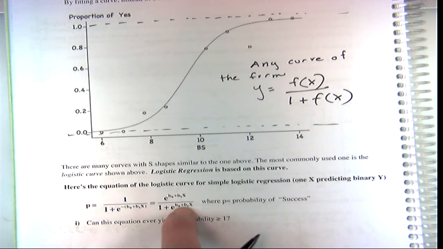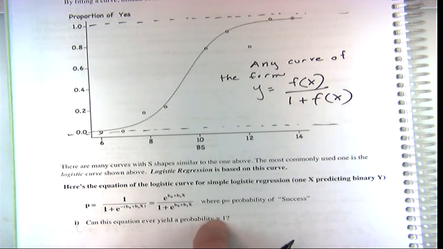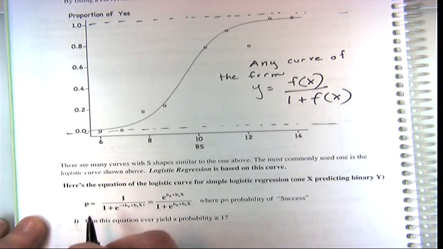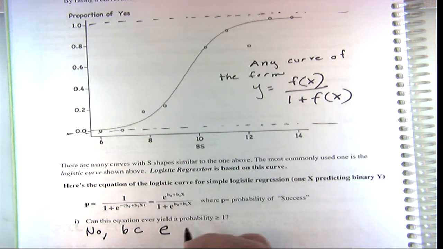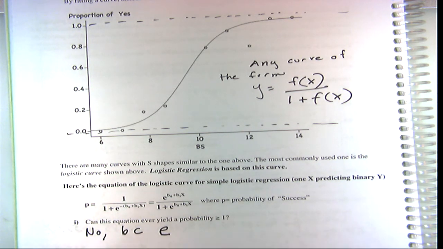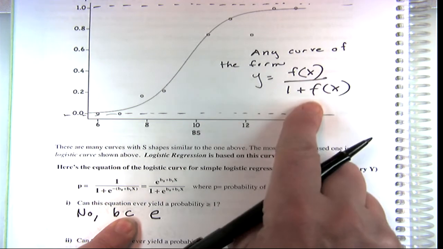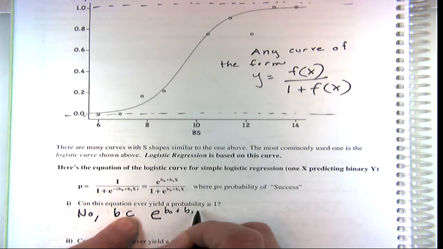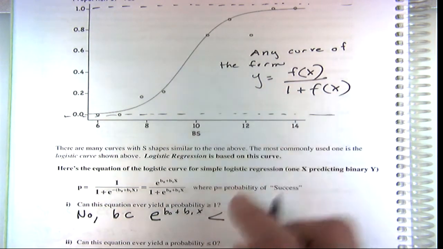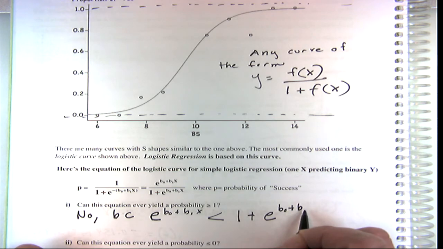So let's make sure, and we'll explain why this form is nice, but first let's make sure that it can't ever yield probabilities over 1. Can it ever yield probabilities greater than 1? No, because the numerator is always less than the denominator here. So it's never going to be bigger than 1.